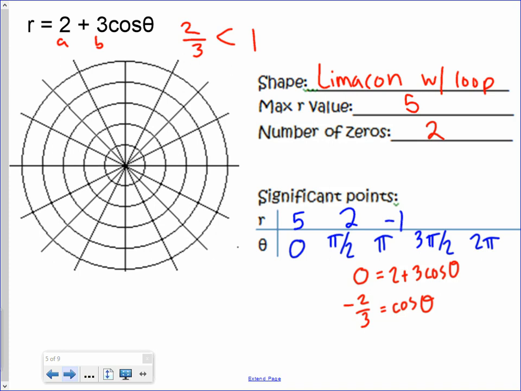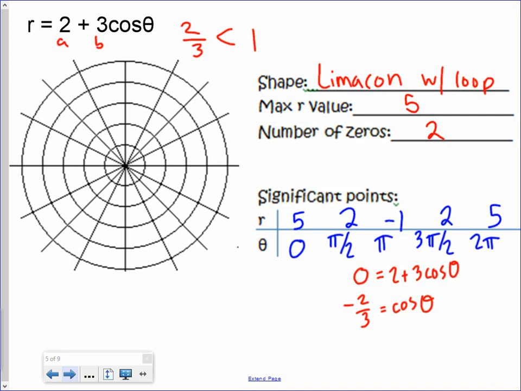So that's giving me an R value that is negative, meaning when I try to graph at pi, I'll go opposite, actually towards 0. Okay. 3 pi over 2's cosine value? 0, so we're back to 2. And then 2 pi is really the same thing as 0, so we know it should be 5, and if you calculated it is. These give me 5 polar coordinates that I can plot.